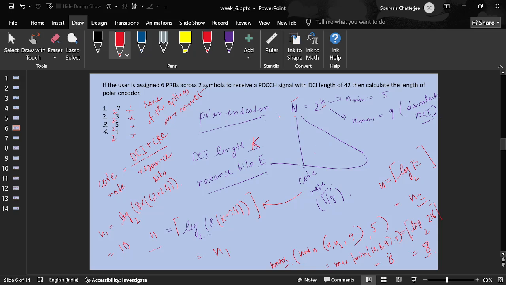Next, this comes from the concept that the polar encoder length depends on two things. One is your code rate and second is the resource bits allocated to you. So we have already calculated that if the mother code rate is 1 over 8, the number of resource bits should be 2 to the power 10, or 1024. We'll come to why that's not possible, because we have already written here that for downlink DCI the nmax value is 9, that is 2 to the power 9, but we'll come to that later.